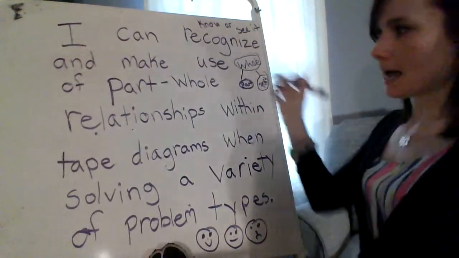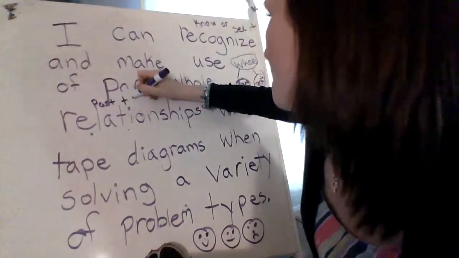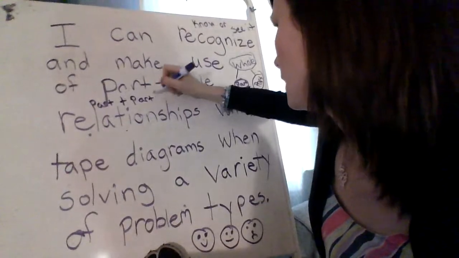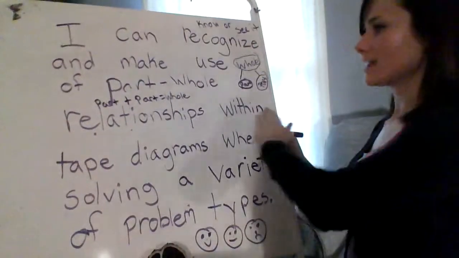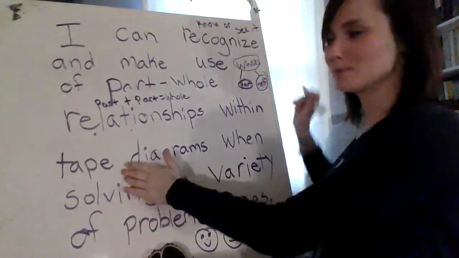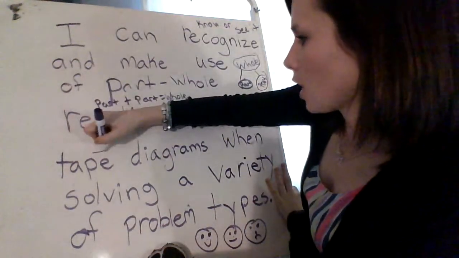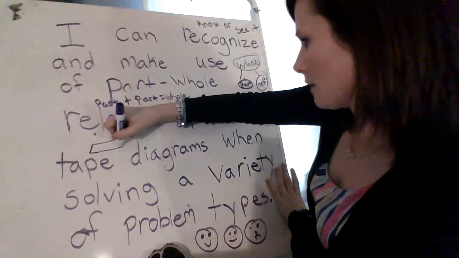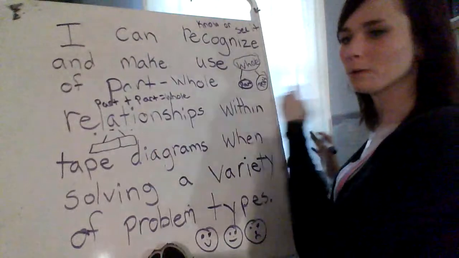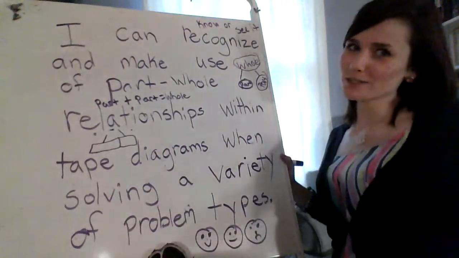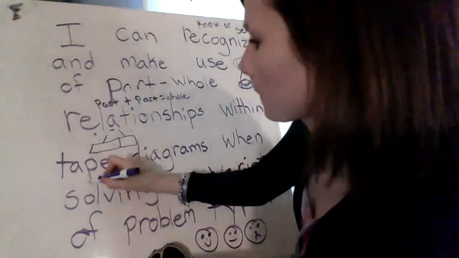And I'm going to write that above. Part plus part equals whole. Within tape diagrams. Oh boy, we're using those tape diagrams again. I'm going to draw our pictures of the tape diagram. We have our two parts, and those two numbers usually come together to get our whole. When we're solving something, what are we doing? We're finding the answer.